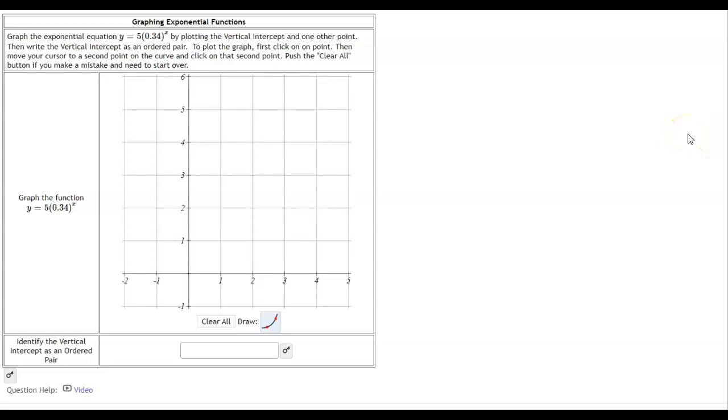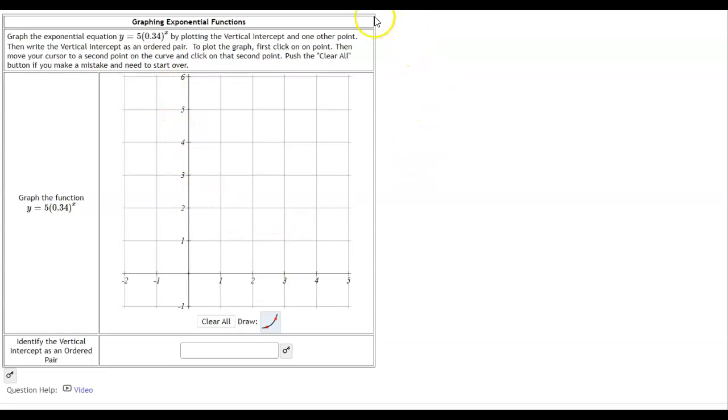This is another video on graphing an exponential function, this time where the base of the power, in this case the 0.34, is less than 1. It's between 0 and 1. And so this function, an exponential function with a positive coefficient like a 5 and a base of 0.34, is going to be a decreasing function. And this little graphic down here looks like an increasing one, but exponential functions also decrease.